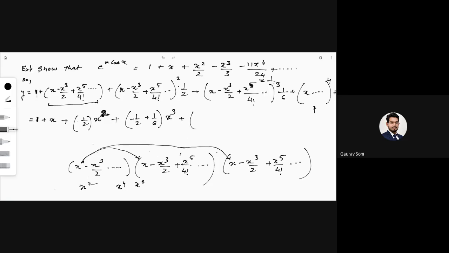Now let's collect the coefficients of x raised to 4. In the first bracket, there is no x raised to 4. In the second one, can you get x raised to 4? Yes. So if I'm multiplying just these two things, for x raised to 4, how am I going to get it? x into x cube. So that will be minus 1 by 2. And don't forget that there is outside 1 by 2 there. So that will be minus 1 by 4.